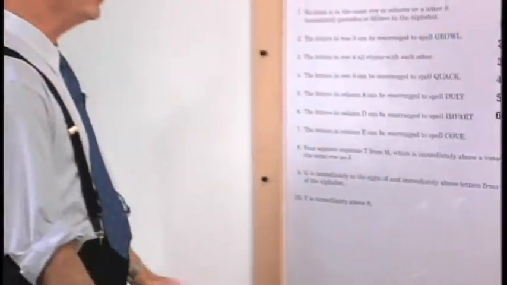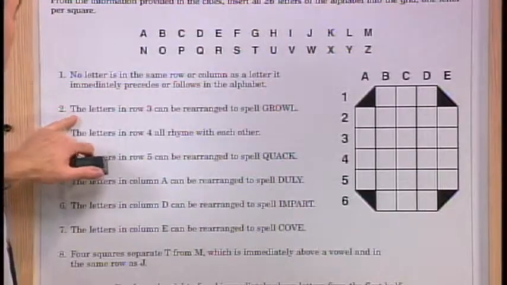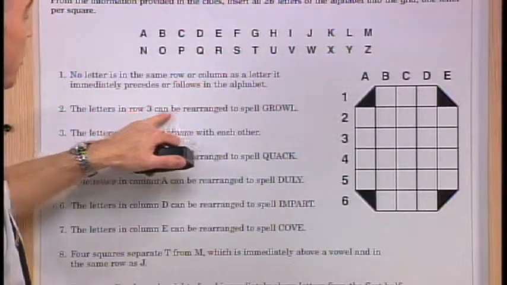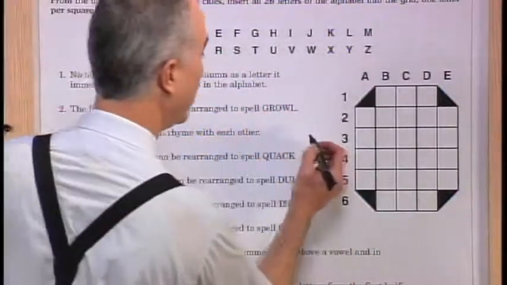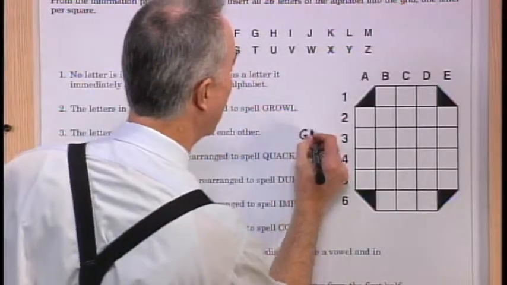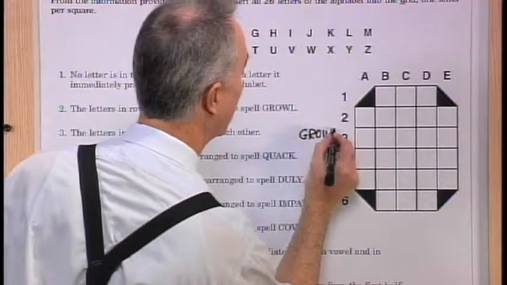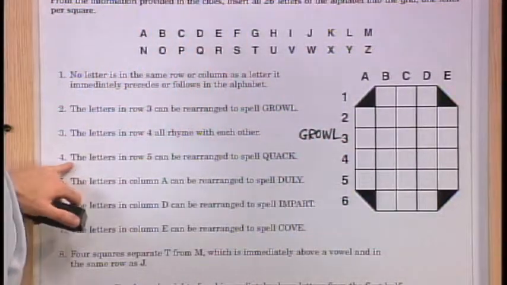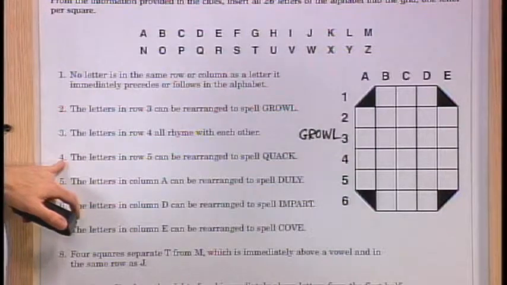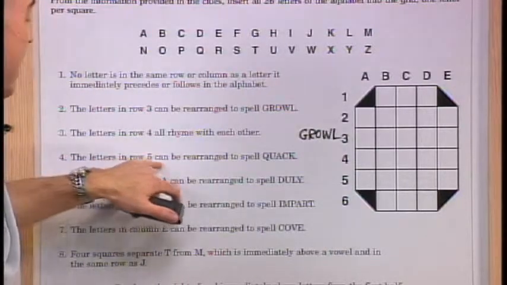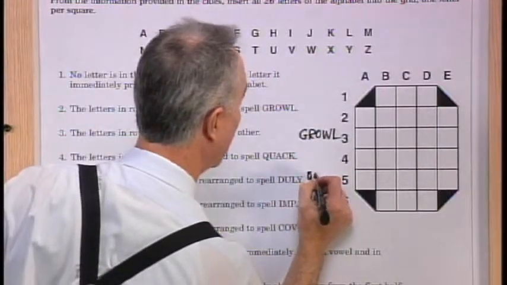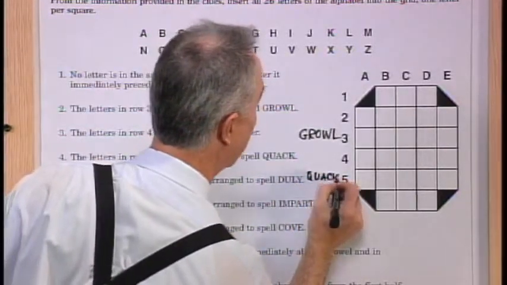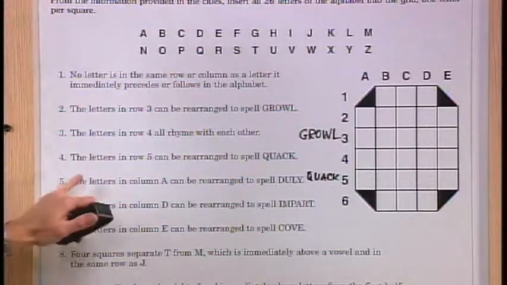10 clues. Where will we start with something like that? Let's go back to clue number 2 to start. The letters in row 3 can be rearranged to spell growl. That's row 3. We know that this is going to spell growl. Let's go down to clue number 4 once again. The letters in row 5 can be rearranged to spell quack. Q-U-A-C-K. We know that that's going to go in row 5.